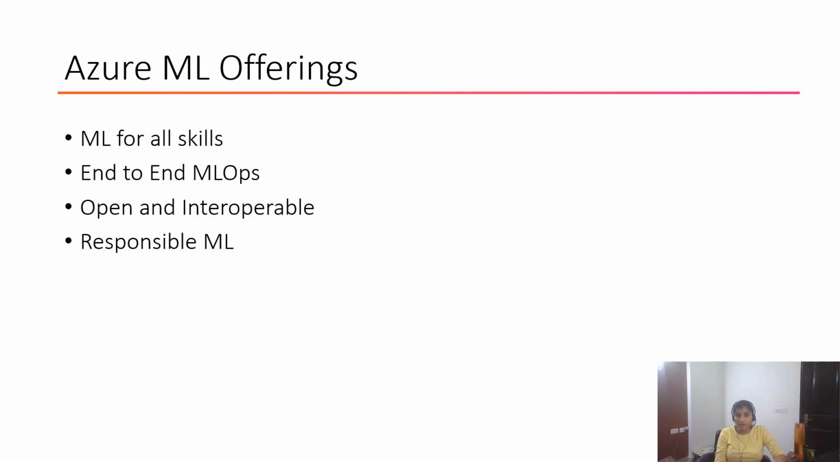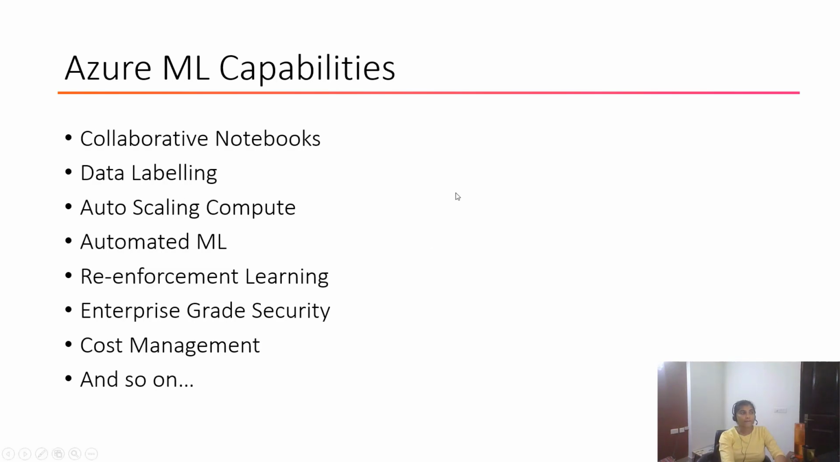Python, and R. And on top of that, you also get responsible ML capabilities, where your application would be able to understand models with interpretability and fairness. The data will be protected with differential privacy and confidential computing, and so on and so forth.